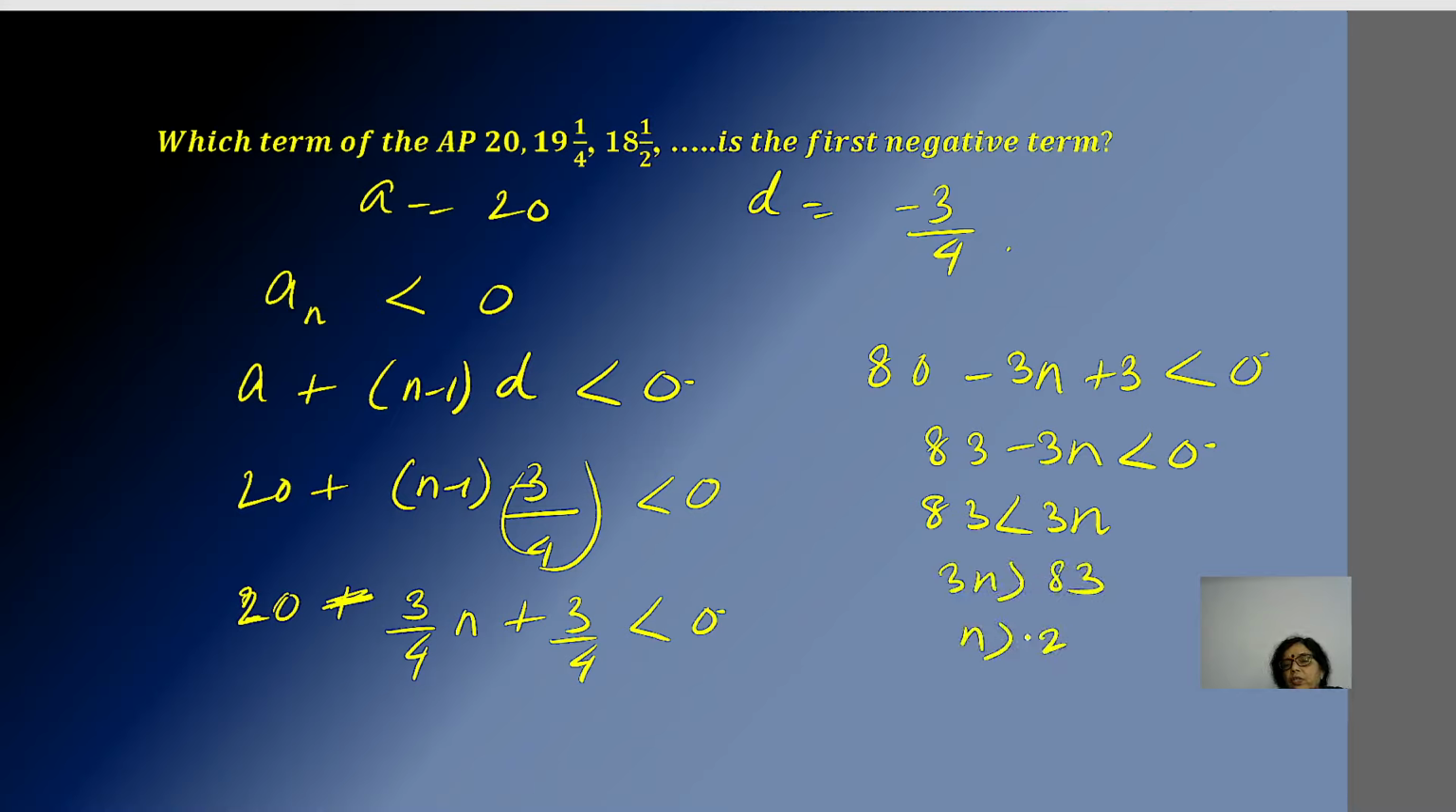3 2s are 6, 23 over here, 3 7s are 21, 2 by 3. So we get here n is greater than 27 and 2 by 3. So it must be the 28th term. So the first negative term is the 28th term in this particular AP.